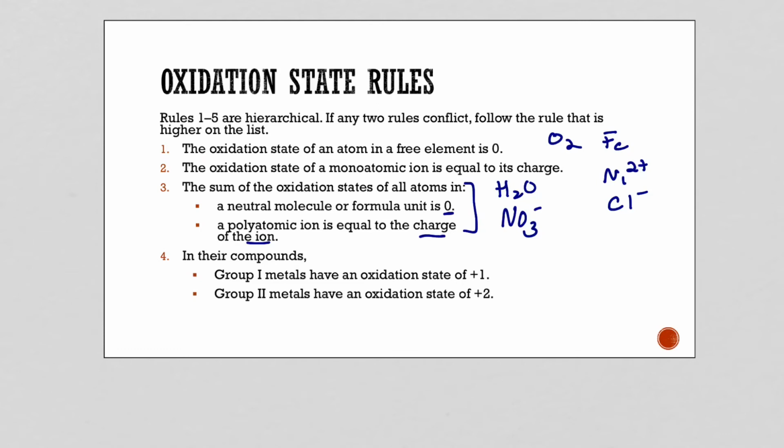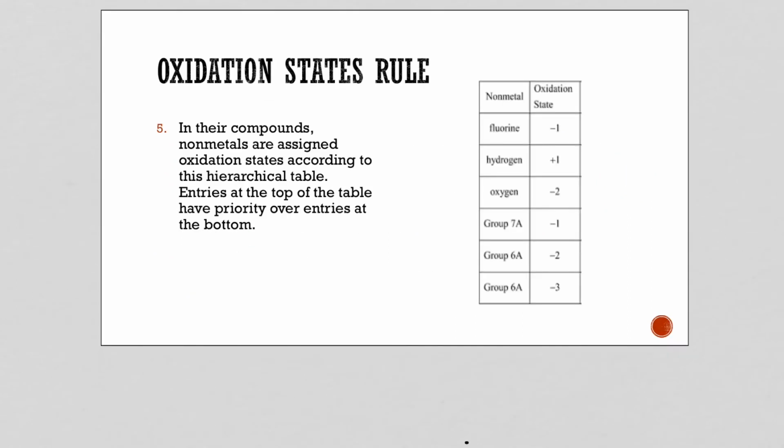Now, the last rule deals with how we deal with non-metal atoms within a compound. So there's a set of non-metal groups that we assign priority to. So these are in priority order, and this really is going to help us determine which non-metal is going to get the negative oxidation state if we have more than one non-metal in a compound, like we will in a molecular compound. So you can see that fluorine has the highest priority, and it would be assigned a -1 oxidation state.